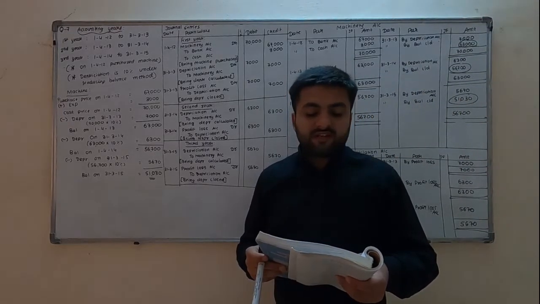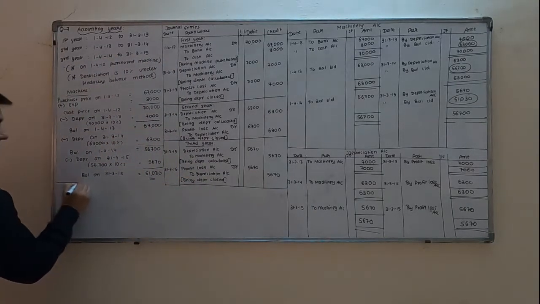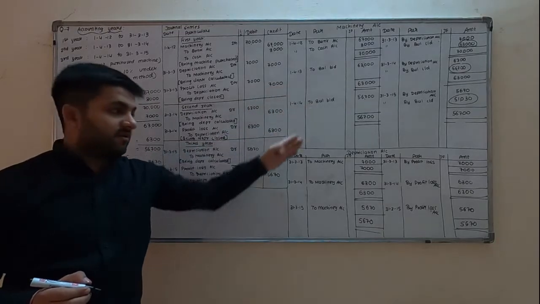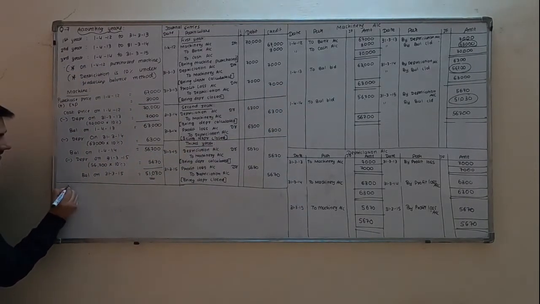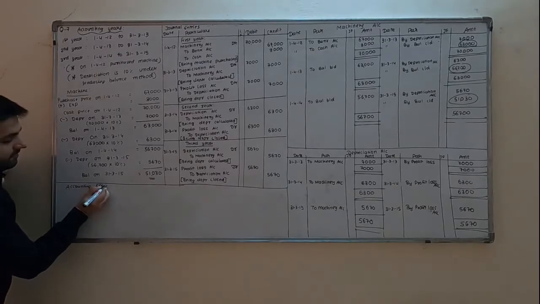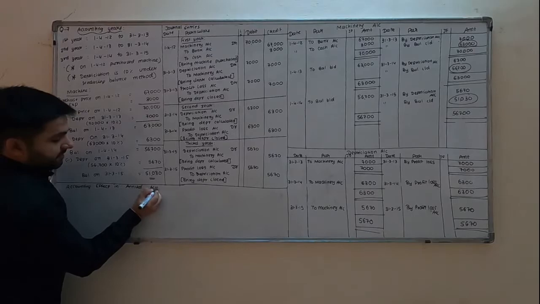Show accounting effects in annual accounts for first 2 years. Okay, now which I am showing here. So first the calculation, then journal entries, then account, then depreciation, then now come here. Okay, now here I will write accounting effect in annual accounts.